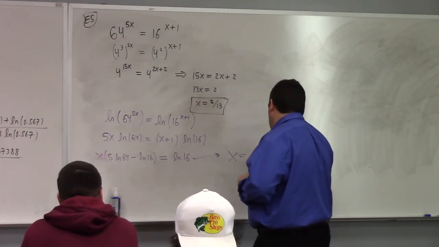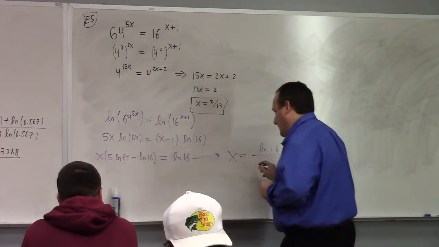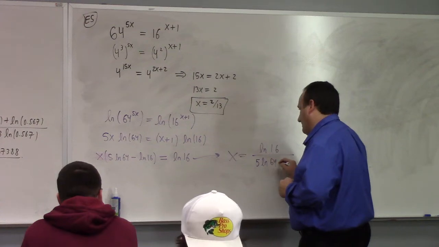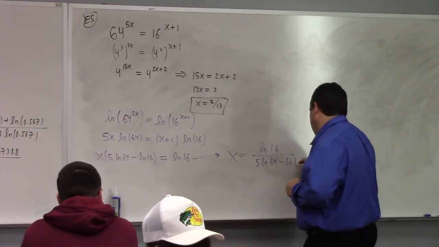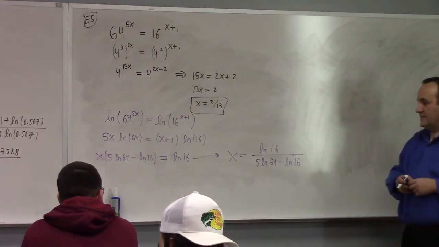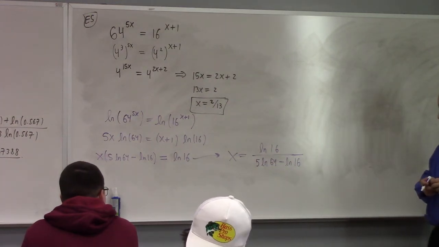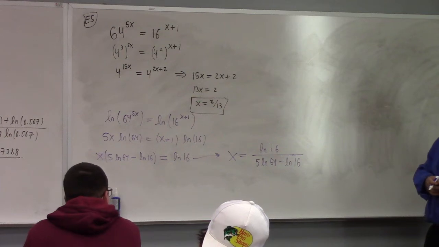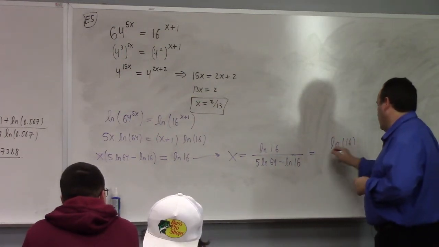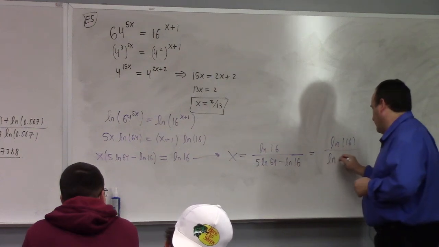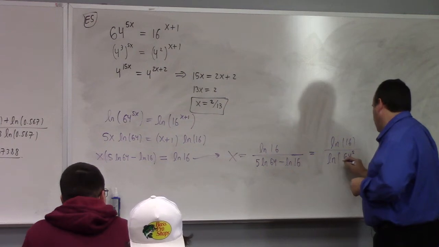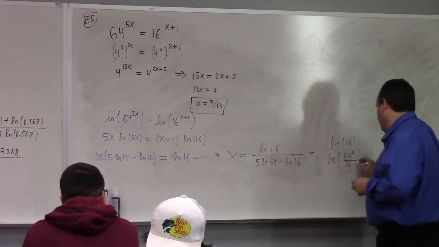Which then gives me x is equal to log 16 over 5 log 64 minus log 16. Which might not look like the same answer right off first glance, right? But that is the natural log of 16 divided by the natural log of 64 to the 5th power divided by 16.